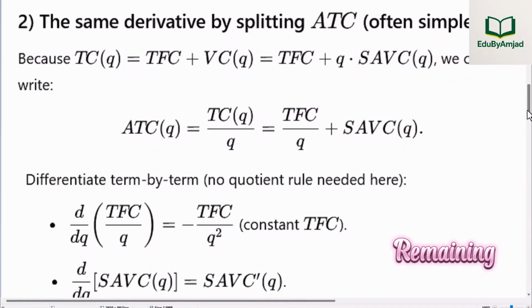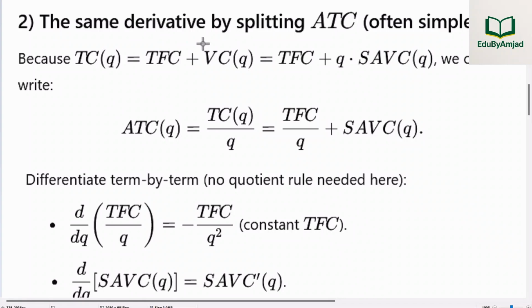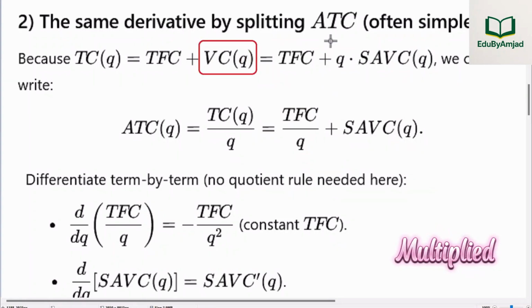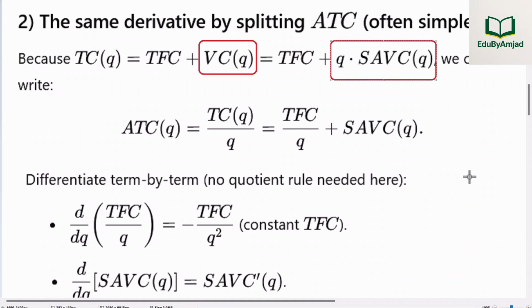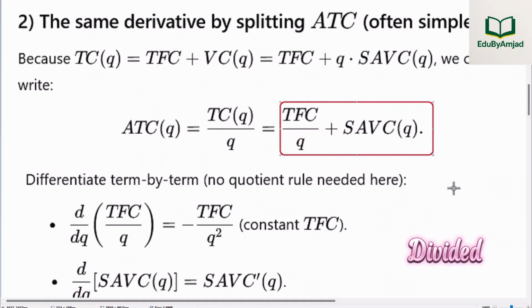To establish the remaining relationships, write total cost as the sum of total fixed cost and total variable cost. Next, express total variable cost as output multiplied by average variable cost. Now divide this expression for total cost by output. This gives average total cost equals total fixed cost divided by output plus average variable cost. In other words, average total cost is equal to average fixed cost plus average variable cost.